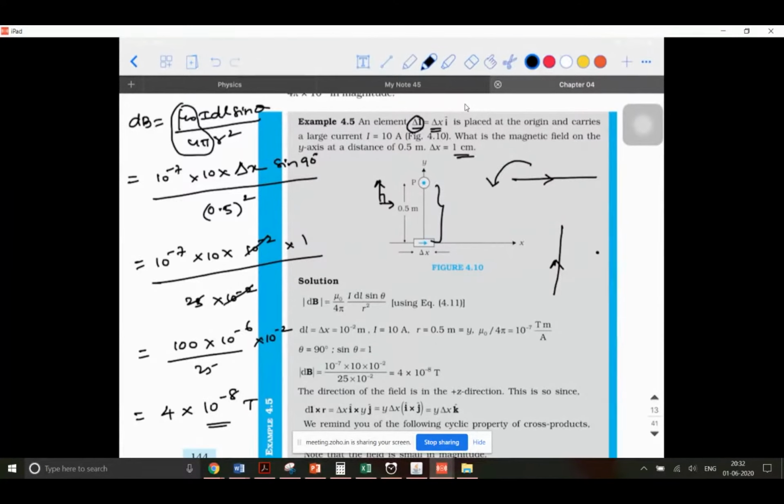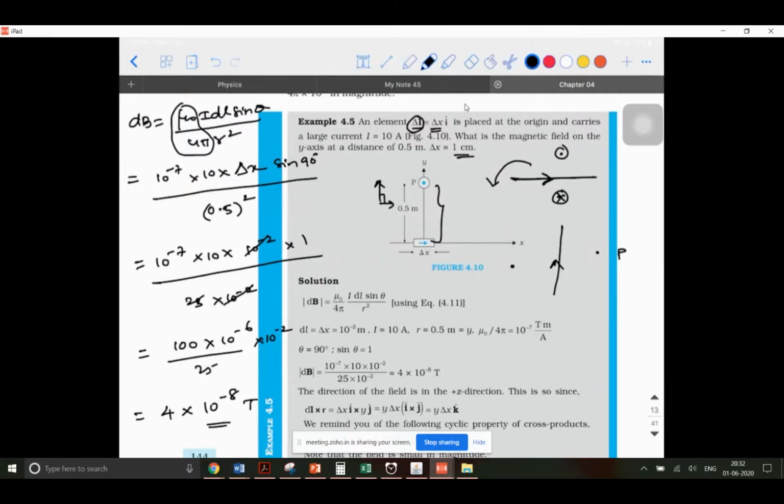If the current is in the upward direction, on the right of it, the field is always into. On the left of it is always upward. Since this side is in this direction, on the right of it, it will be into, on the left of it, it will be upward. So this side will be upward, this side will be into. Unlike electric field, where electric field is in the same direction, magnetic field is going to be perpendicular to the plane. That is the reason. So I hope this method is clear. So 4 into 10 power minus 8 Tesla. So this is using the scalar form.